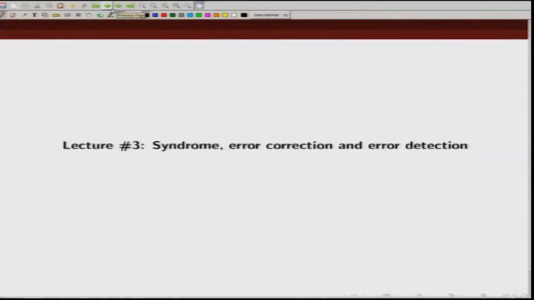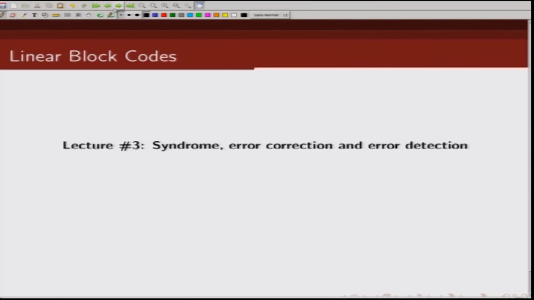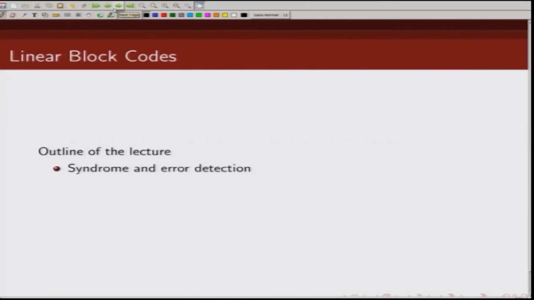In this lecture, we are going to describe how we can use error correcting codes for error detection and error correction. So, we will first describe what we mean by syndrome, and then we will show how we can use the syndrome to do error correction and error detection. So, this lecture is about syndrome and error correction and error detection. We will first talk about what is a syndrome and how we can use it for error detection, and then we will talk about how the syndrome can be used for error correction.